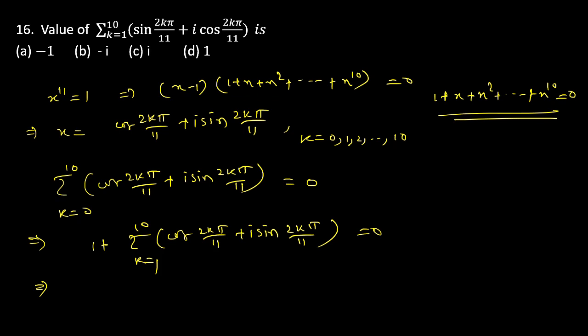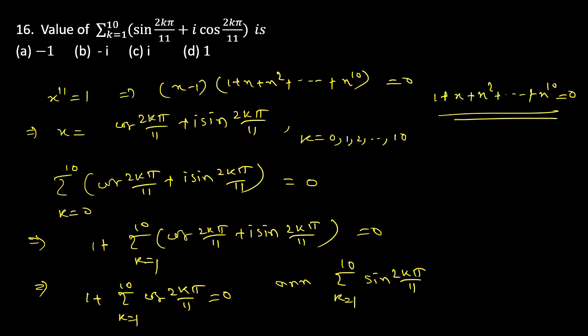Then if we compare the real part and imaginary part on both sides, we get 1 plus summation of cos of 2k pi by 11, k equal to 1 to 10, this will be 0. And the imaginary part means summation of sin 2k pi by 11, k equal to 1 to 10, this will be 0. Now the summation k equal to 1 to 10 of cos 2k pi by 11 will be minus 1.